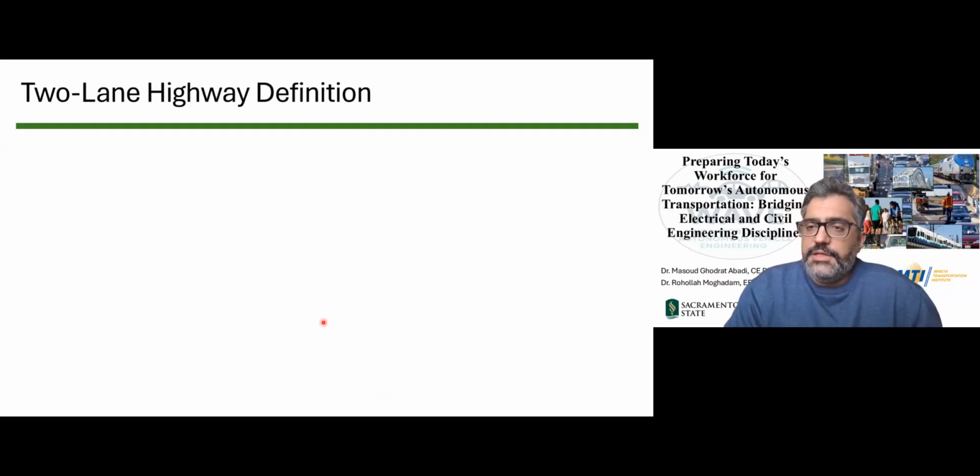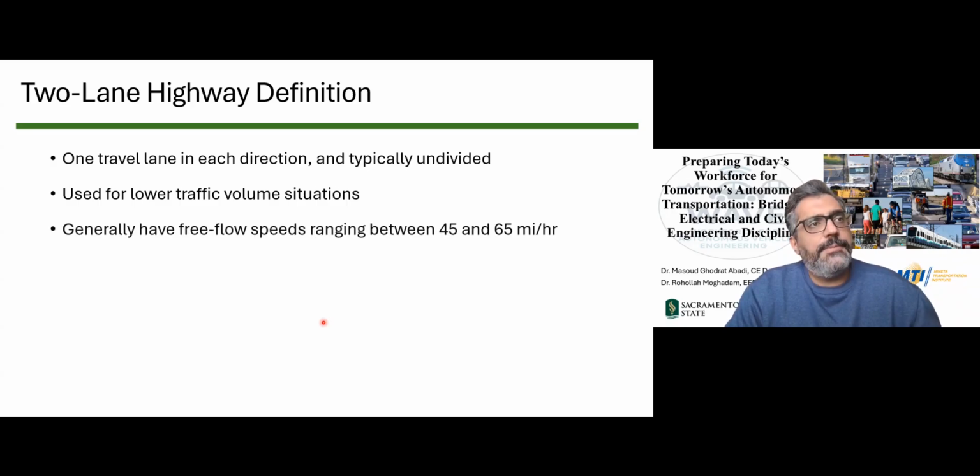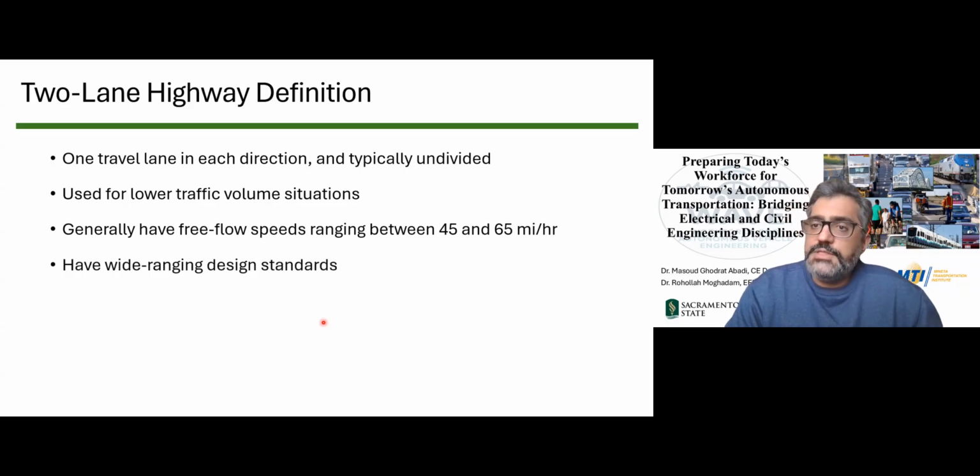Next facility that I want to introduce here are two-lane highways. So two-lane highways, one travel lane in each direction, typically not divided, used for lower traffic volume situations. They have similar free flow speeds compared to multi-lane highways, somewhere between 45 to 65 miles per hour. They have wide range of design.